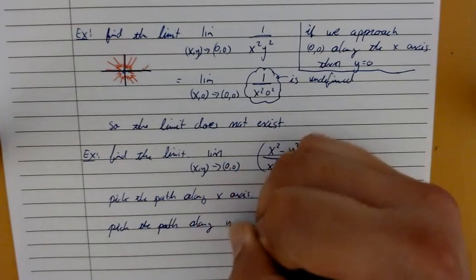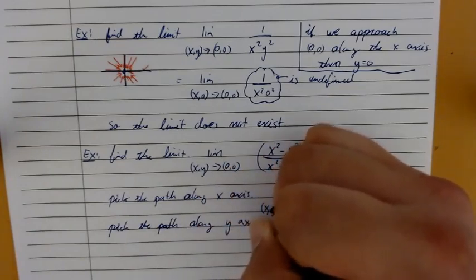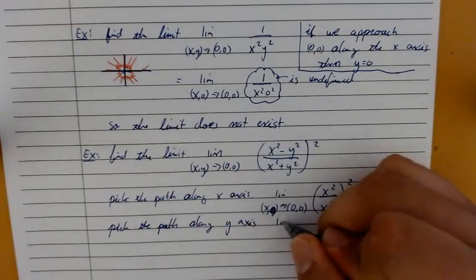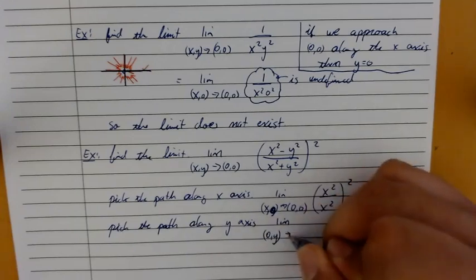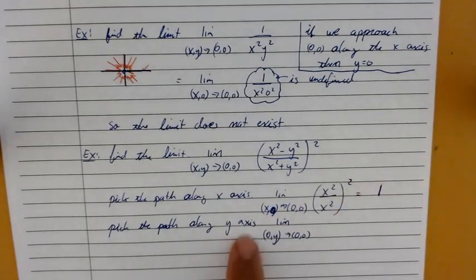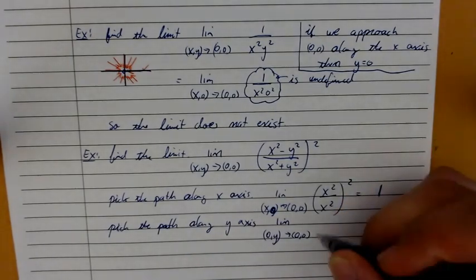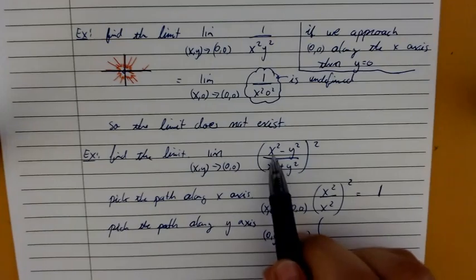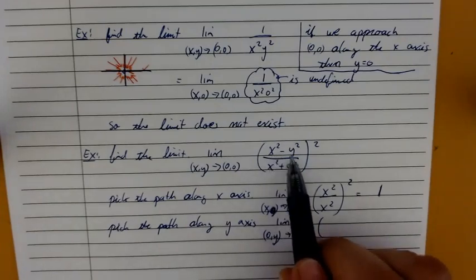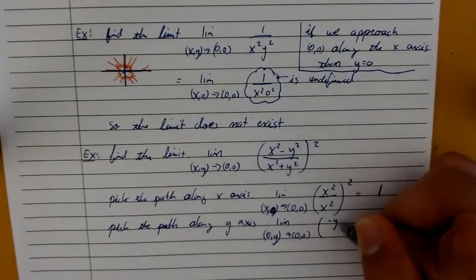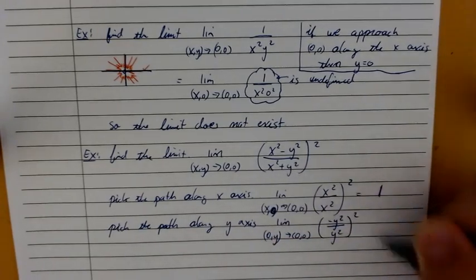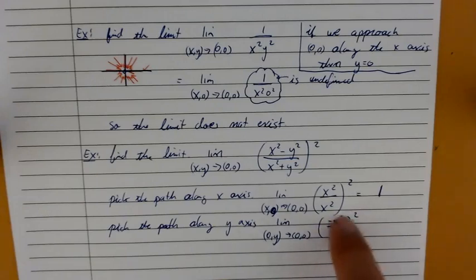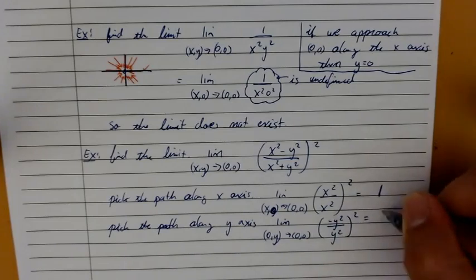Let me pick the path along the y-axis. That would be the limit as (0, y) approaches (0, 0), because on the y-axis x is equal to 0, and that would give us 0 minus y squared, so that's a minus y squared, over 0 plus y squared. So that's -1, squared is +1, and the limit of +1 is +1.